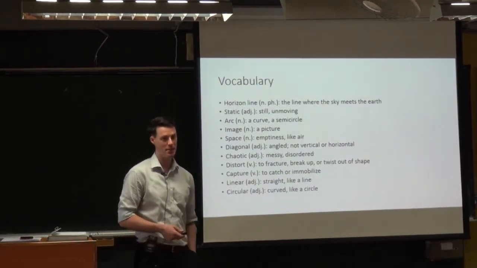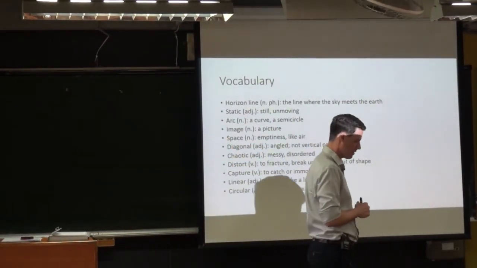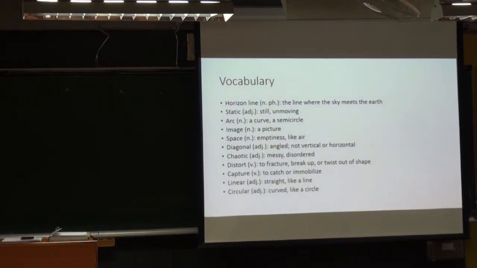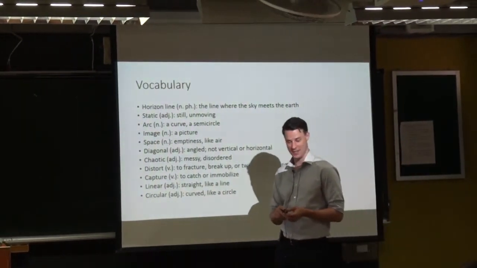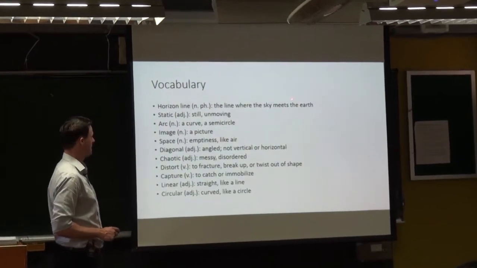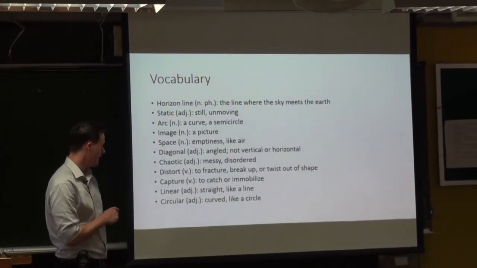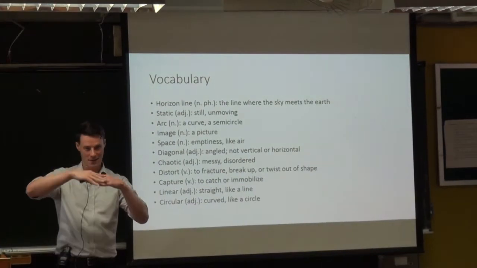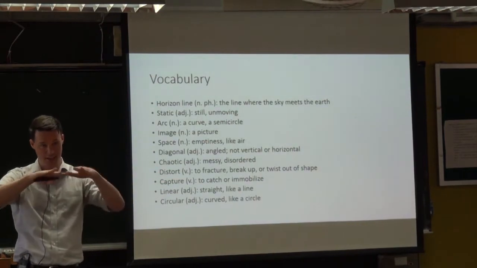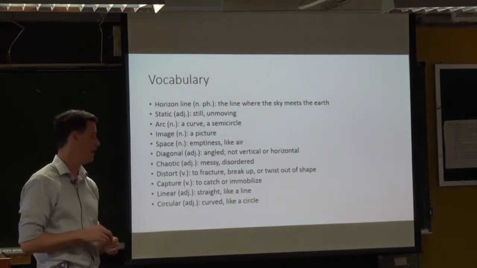First, I want to go through the vocabulary from the textbook. There's, I think, 11 words or 12 words that you should know. Just to remind you, these words are going to appear on a vocabulary test at the end of the semester. Right. So horizon line is a noun phrase, and that's basically the line where the sky meets the earth, or the sky meets the ocean. Okay, that line is called the horizon or the horizon line.